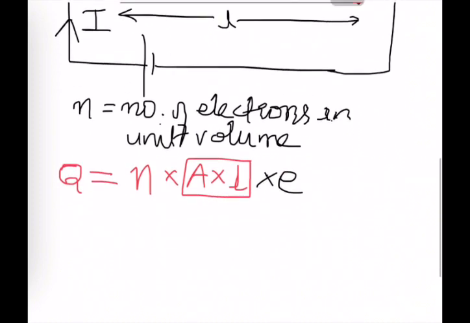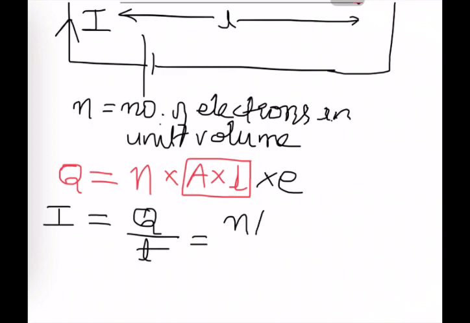So this is the total charge flowing through this area of cross section in the time t. Therefore we can define current: current is nothing but the charge flowing through a cross section area in a given time t. Now replace Q. Q is the number of electrons in the volume A into L, which is nAL, and if e is the charge on one electron, multiplying by nAL gives the total charge flowing through the cross section, divided by the time t.